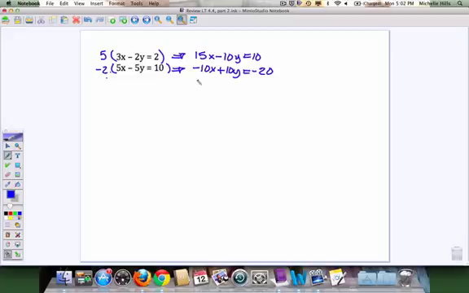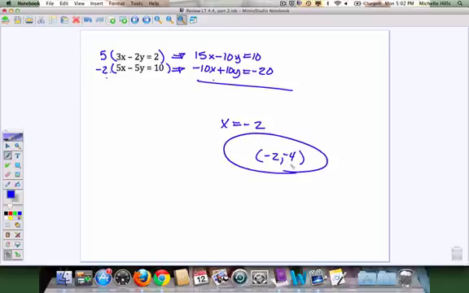Now by the time I solve this, I end up with 5x equals negative 10, so x equals negative 2. And you would need to show all of this work. And by the time I substitute negative 2 in, I end up with y is negative 4.